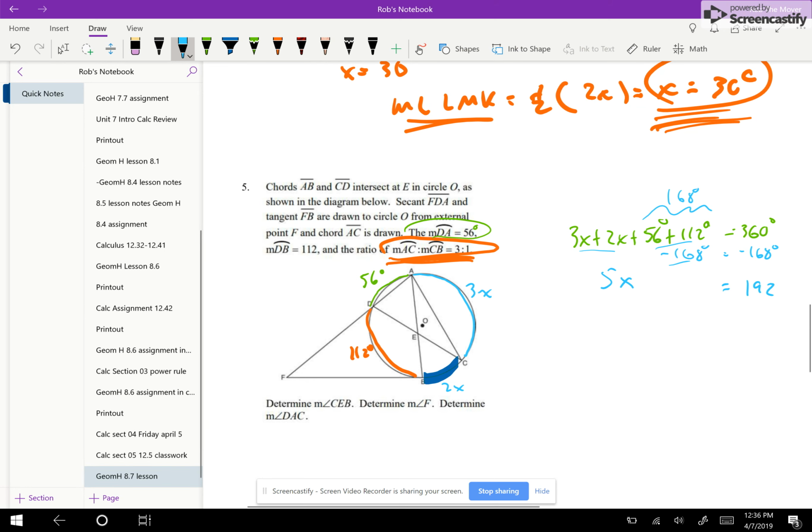Right? Wait, why did I put 2x? That's a mistake. Sorry. Just caught a mistake. I remember it's 3 to 1. Right? So this is x, not 2x. Oops. 3x plus x is going to be 4x.